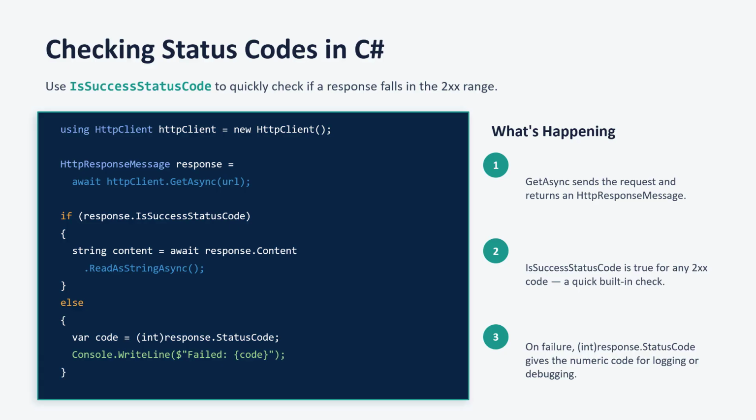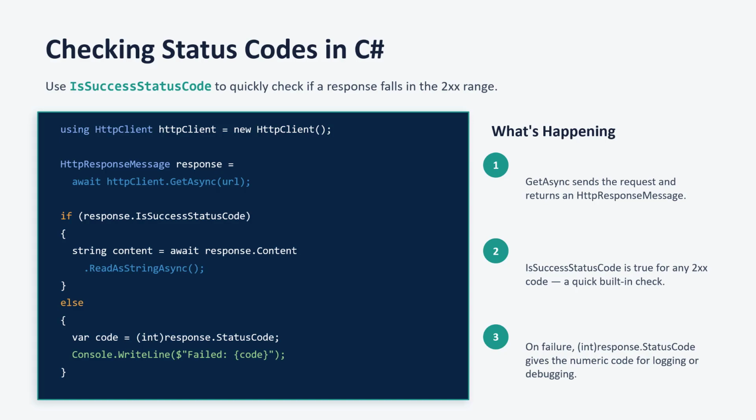This is a convenient built-in property that's true for any status code in the 2XX range. If you don't want to manually check 200, 201, then IsSuccessStatusCode is going to handle that range check for you and just return that Boolean response.